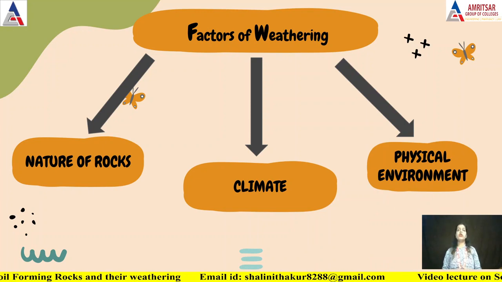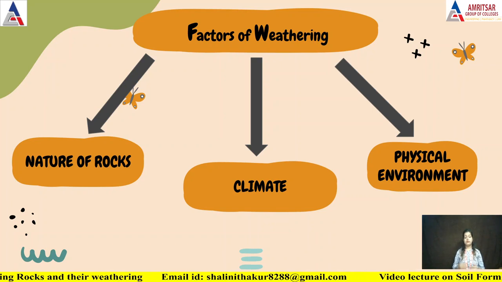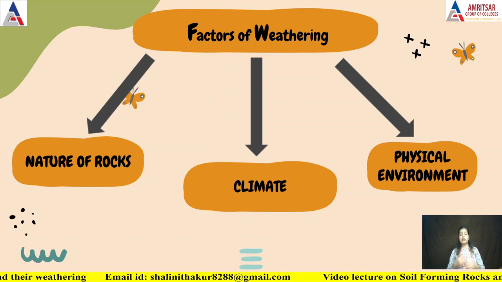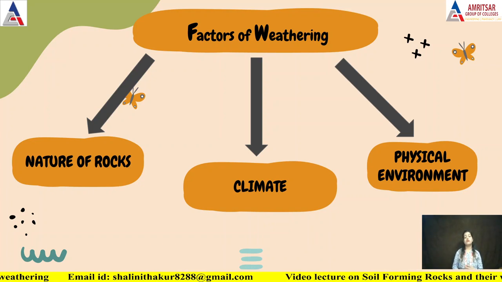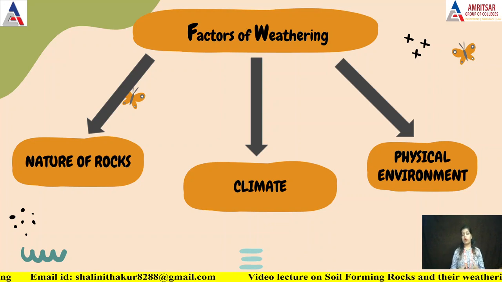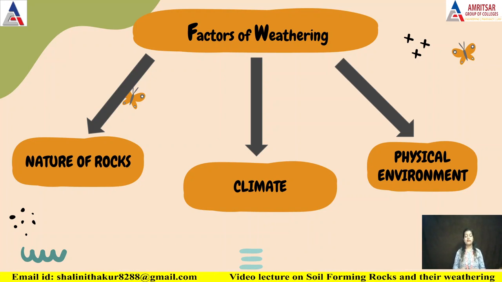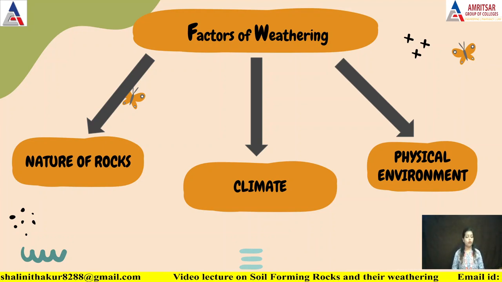If I talk about the nature of rock, it means what kind of rock it is. Means it is basalt, gabbro, limestone, or quartz. The meaning is that it contains potassium, aluminium, and silicon. So these are the nature of rocks, what kind of rocks are there. Some are dissolvable, some become hard when water falls on them.